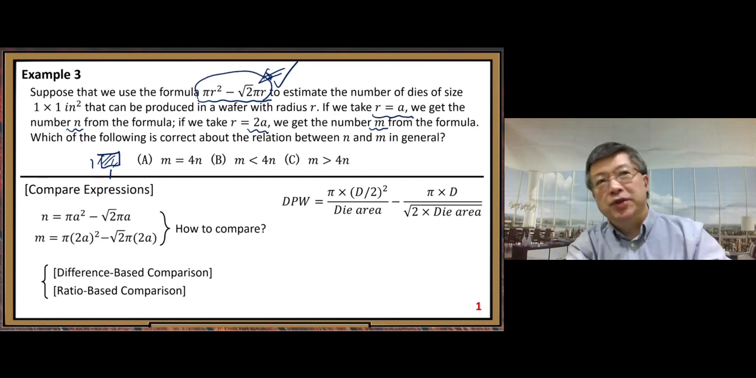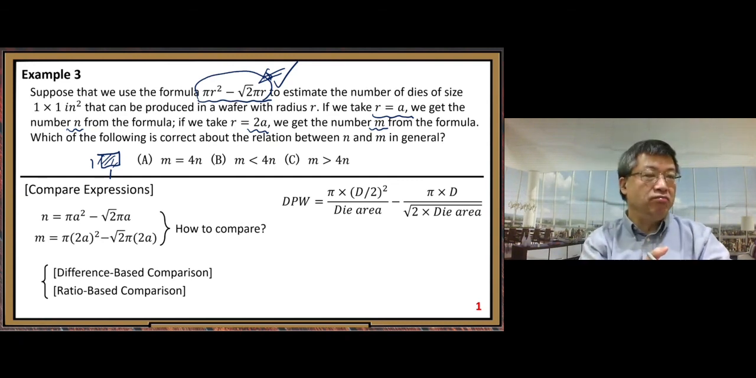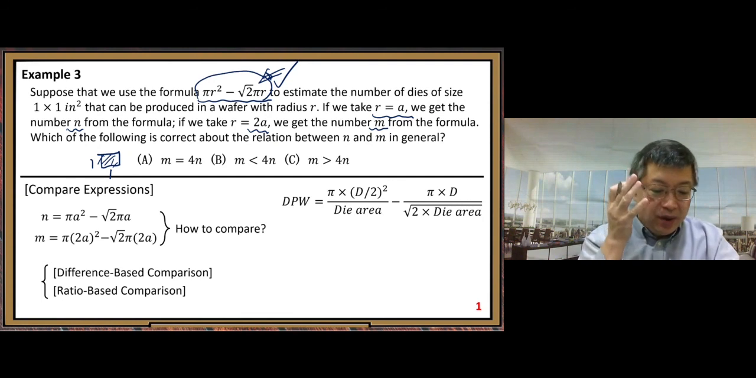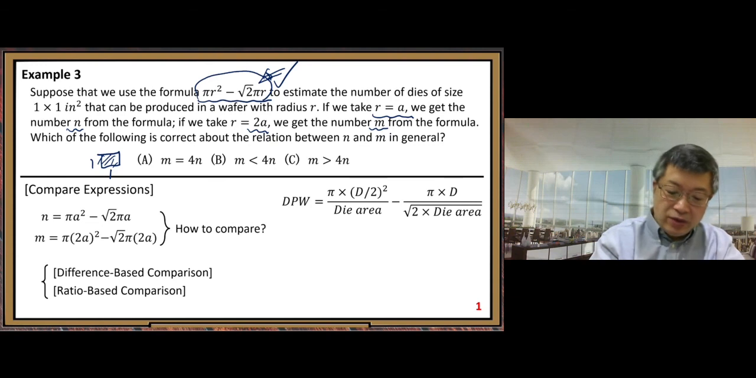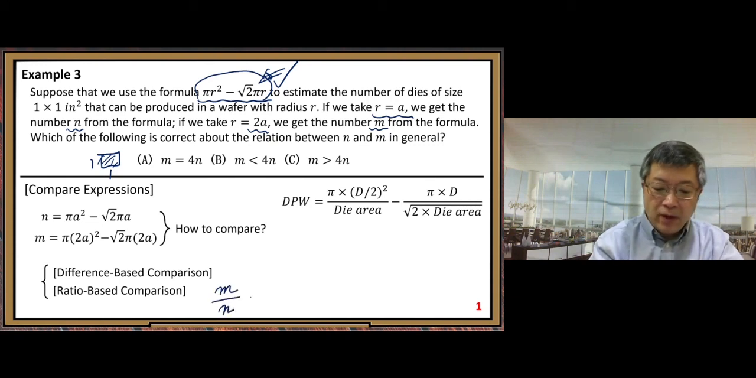So for this question, when we do ratio-based comparison, we want to calculate this ratio, M over N. What is this ratio?